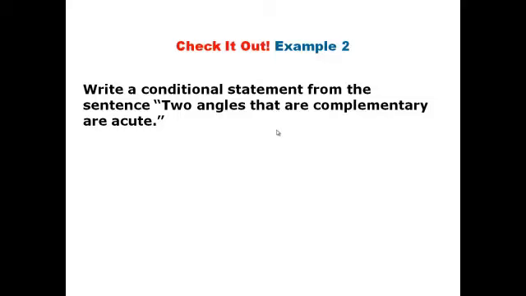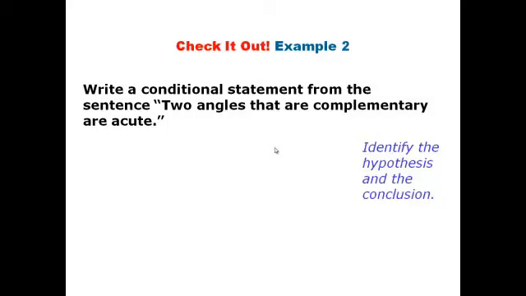So based on this, if we have two complementary angles, then they are acute. That's a true statement, because if you had two angles that add up to 90, they must both be acute. So, how would we write this as a conditional statement? Well, first, let's identify the hypothesis and the conclusion.